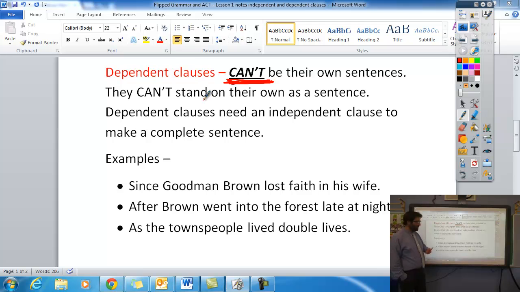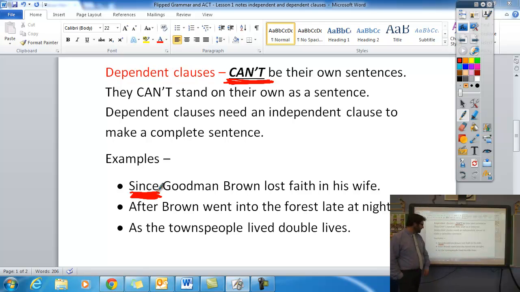Since Goodman Brown lost faith in his wife. If I just came in and said that to you, since Goodman Brown lost faith in his wife, you'd expect me to say more. Well, what happened because Goodman Brown lost faith in his wife? It's not a complete thought. This is a dependent clause. The since makes it a dependent clause. It's got a subject, it's got a verb, but it's not a complete thought. And the since makes it incomplete.